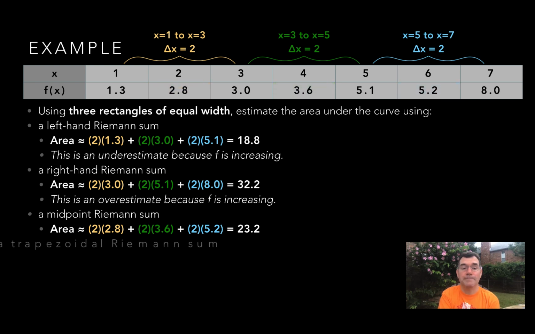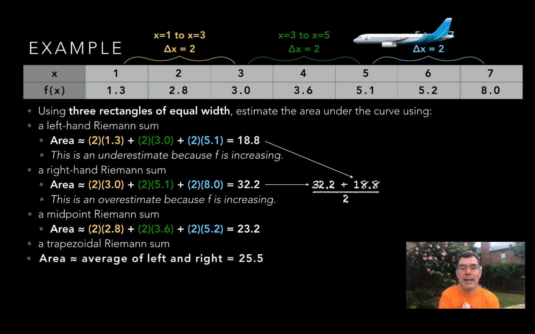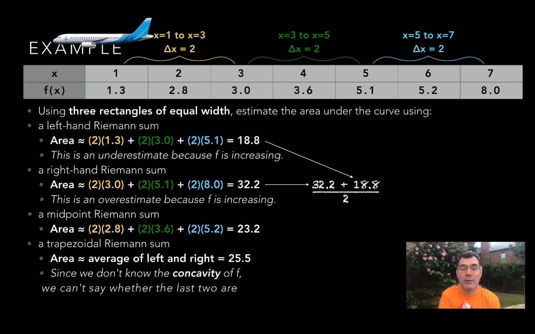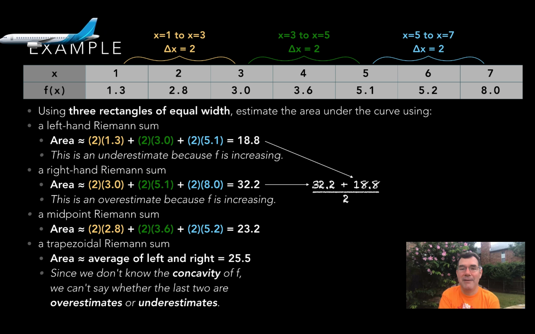And the last one is a trapezoidal Riemann sum, and remember, to do that I'm just finding the average of the areas of the left-hand Riemann sum and the right-hand Riemann sum. If I do that, I get 25.5. That's going to give me the area of the trapezoidal sum. Since I really don't know the concavity of f, I really can't say whether the midpoint Riemann sum and the trapezoidal Riemann sum are overestimates or underestimates. So it's not really fair to ask that question.